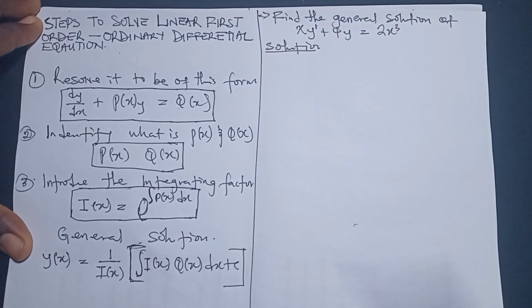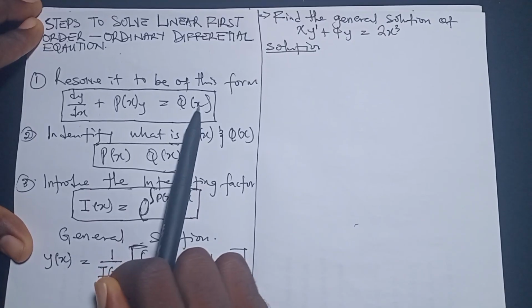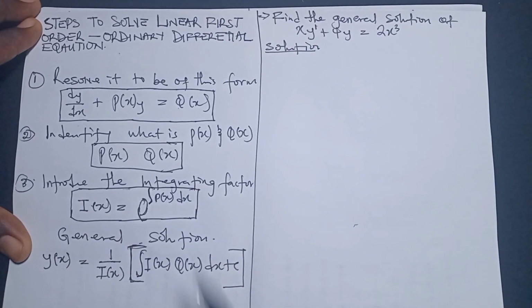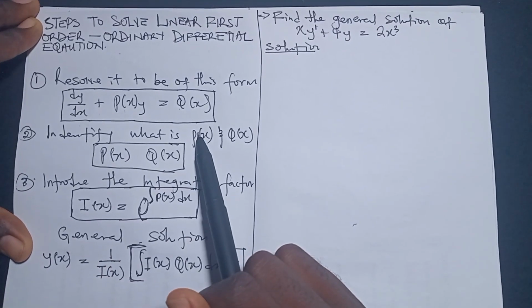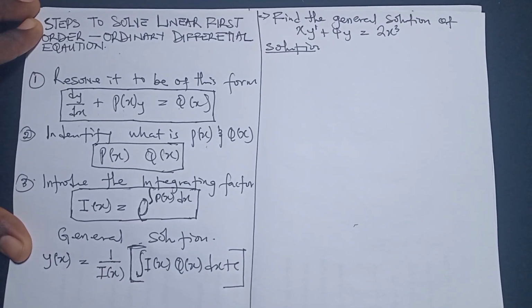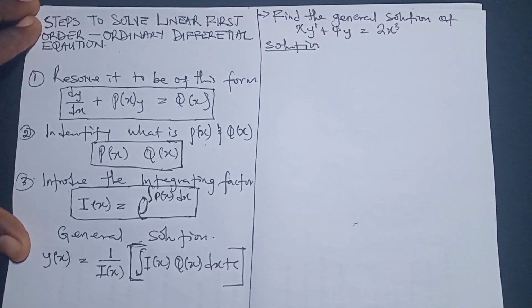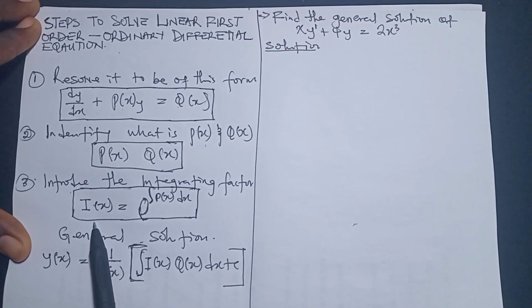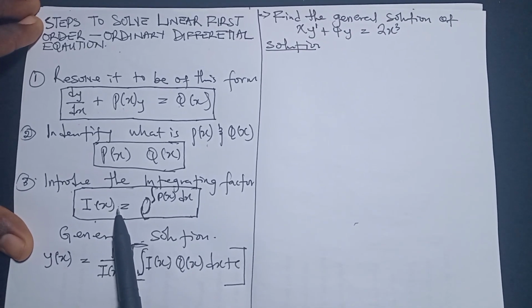After resolving the equation to be of this form, the next thing you need to do is to identify what is p of x and what is q of x. After identifying them, the next step is substitution. You introduce the integrating factor.